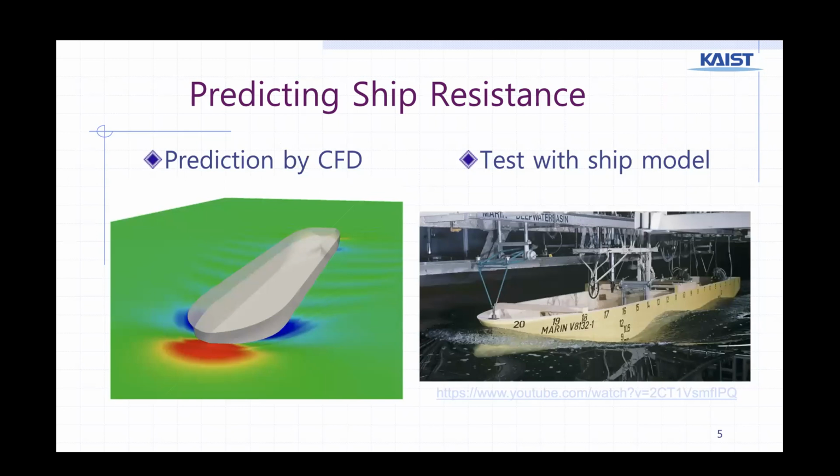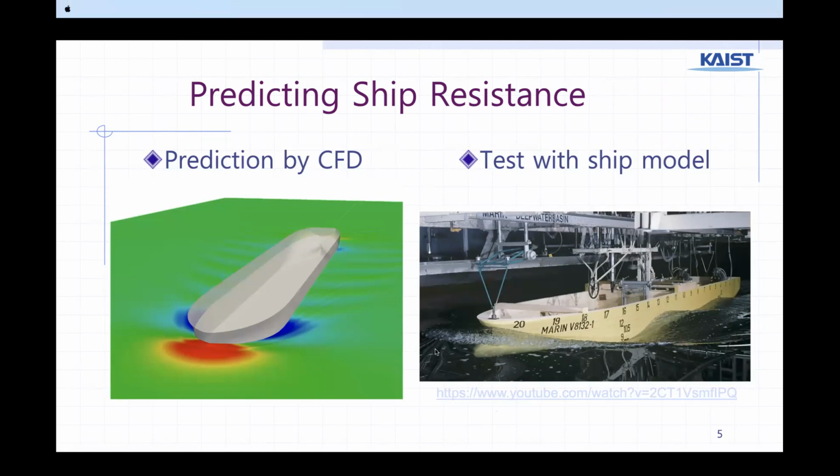So in general, the ship's resistance is predicted with the CFD simulation first, and then this result is verified by testing and measuring resistance in a miniaturized ship model. So here's a video of testing resistance with a ship model.